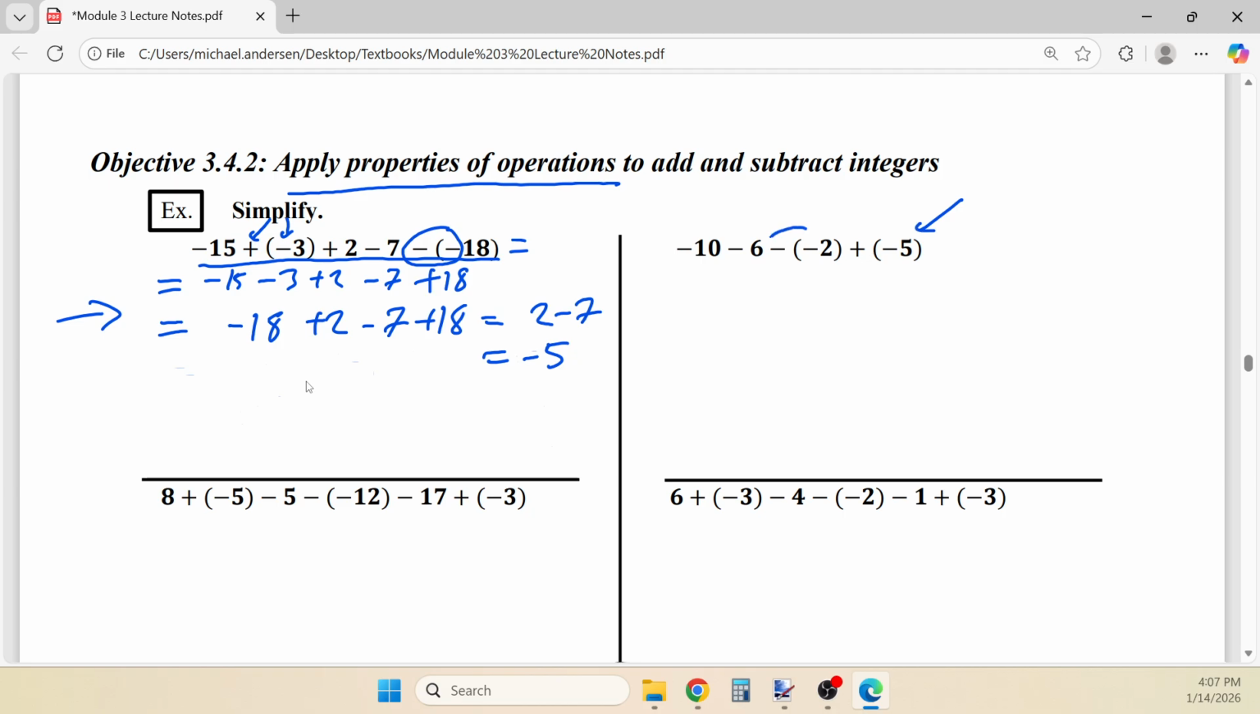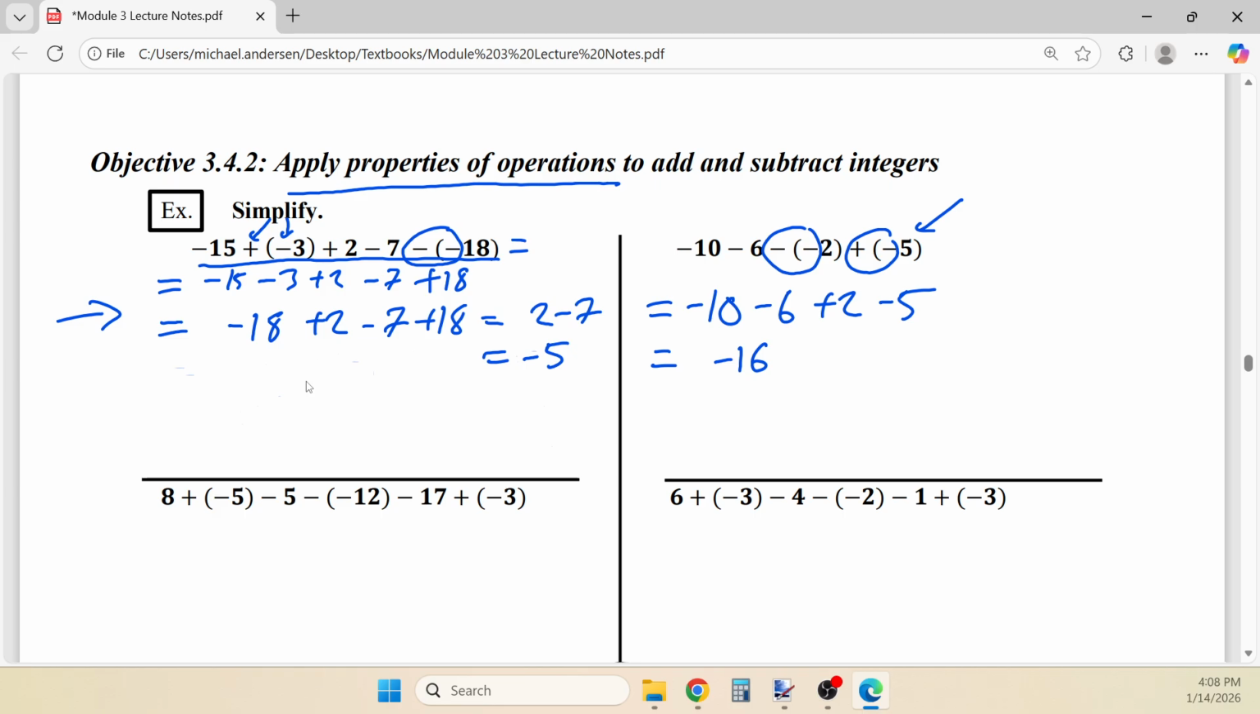I see adding a negative, and I see subtracting a negative and adding a negative. That means this can be written as negative 10 minus 6 plus 2 minus 5. From here, I don't see any particularly clever way of shortening the problem. We can just go negative 10 minus 6 is negative 16. They have the same sign, so we add those values together.